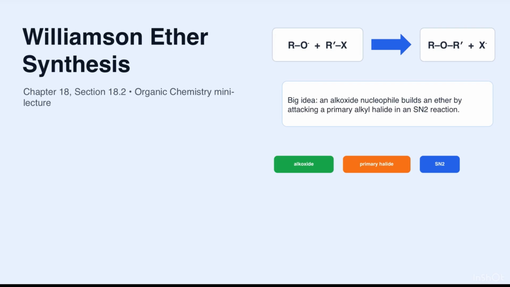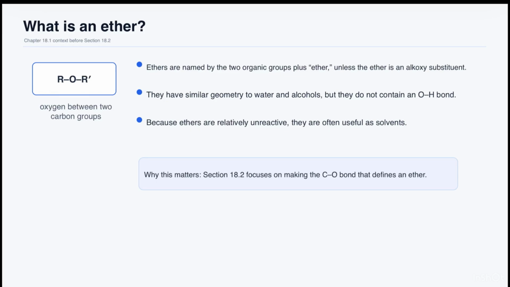I'm going to explain the Williamson ether synthesis from chapter 18, section 18.2. The goal of this reaction is to make an ether, which has a general structure of ROR'. The key equation is an alkoxide ion reacting with a primary alkyl halide to form an ether and a halide ion.